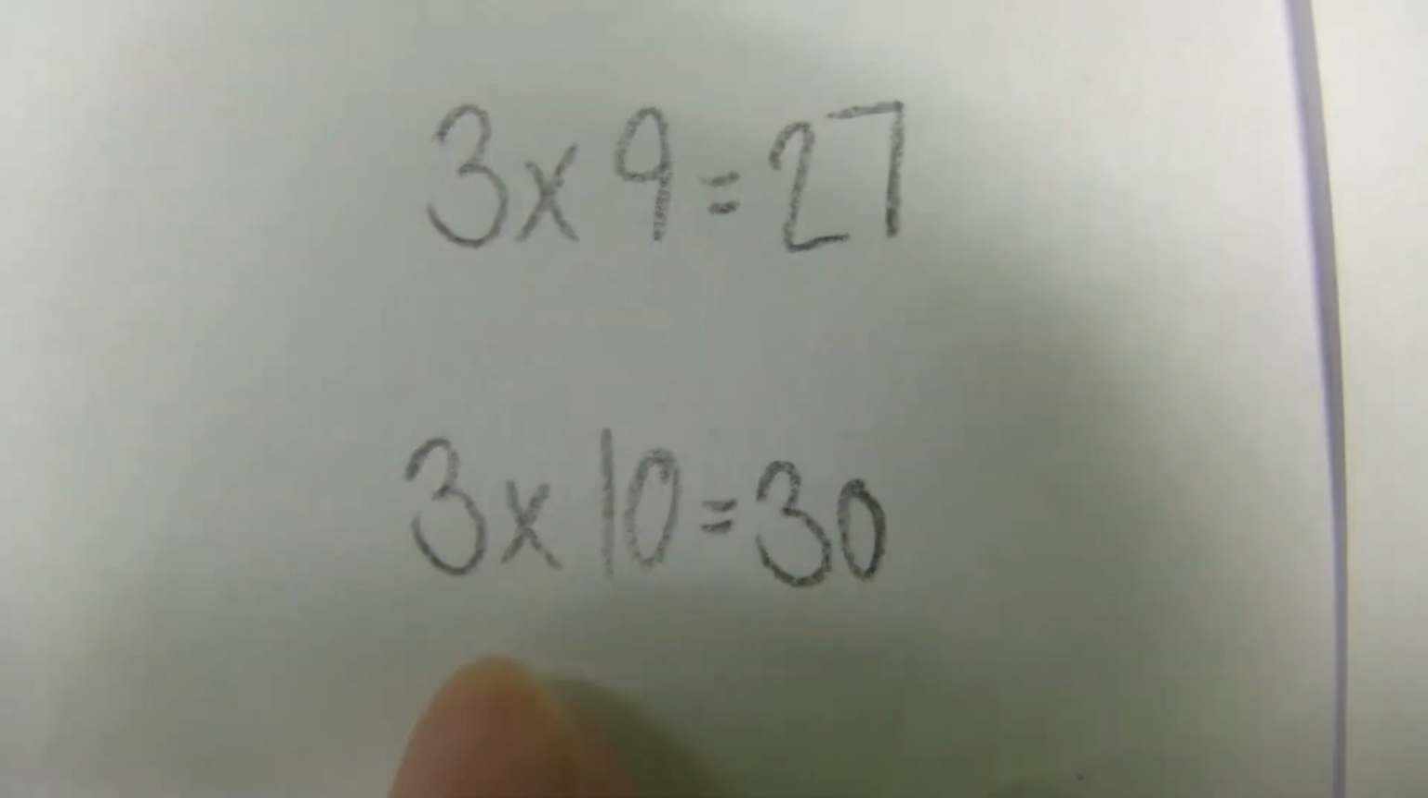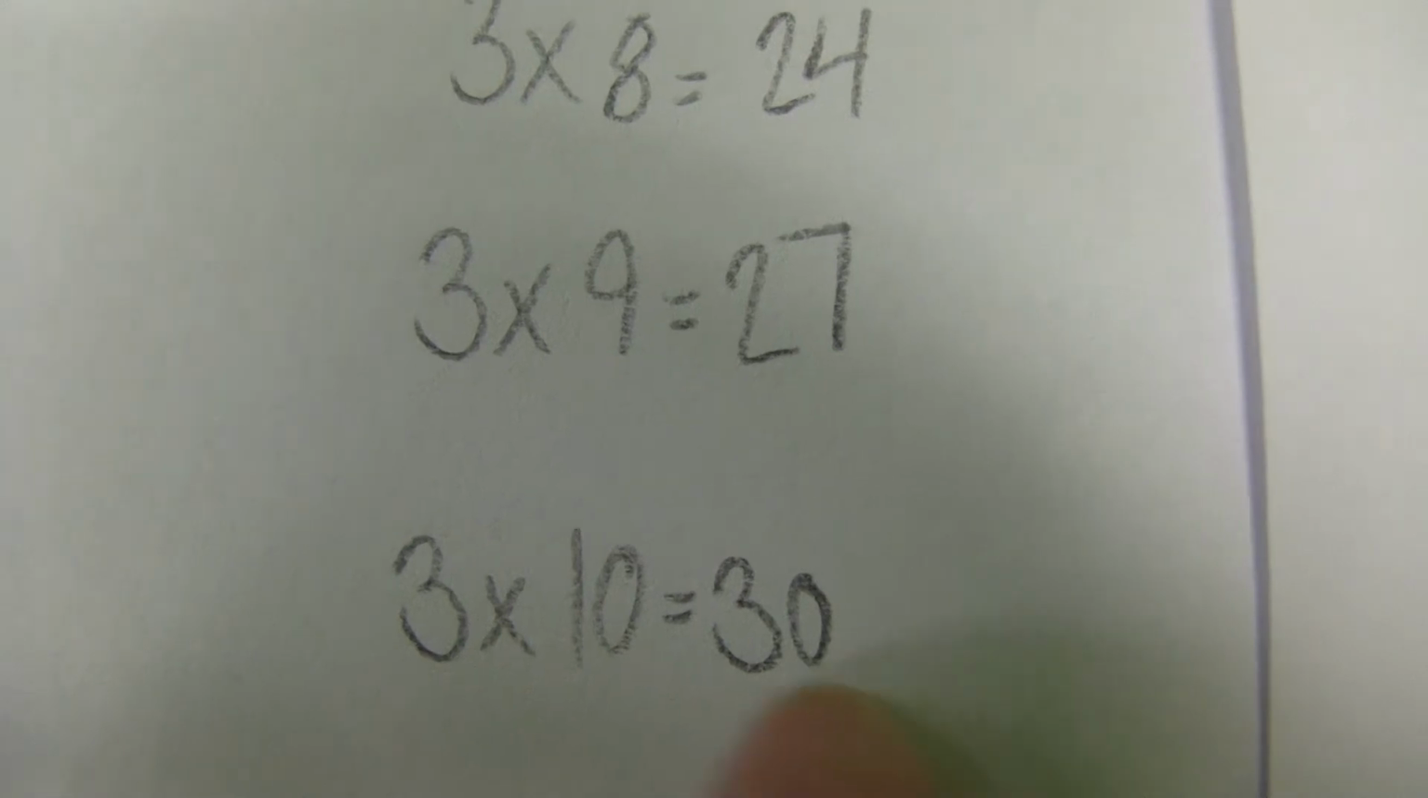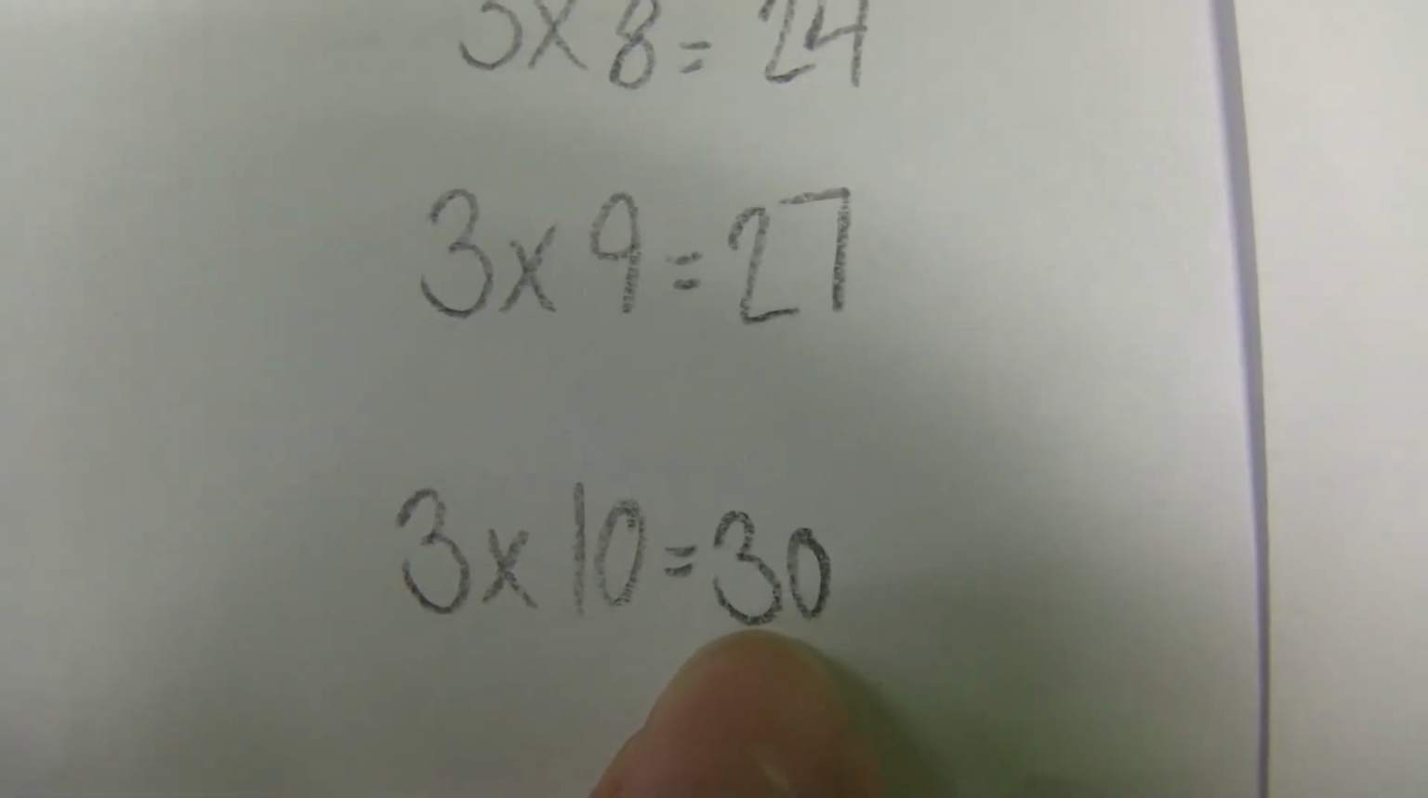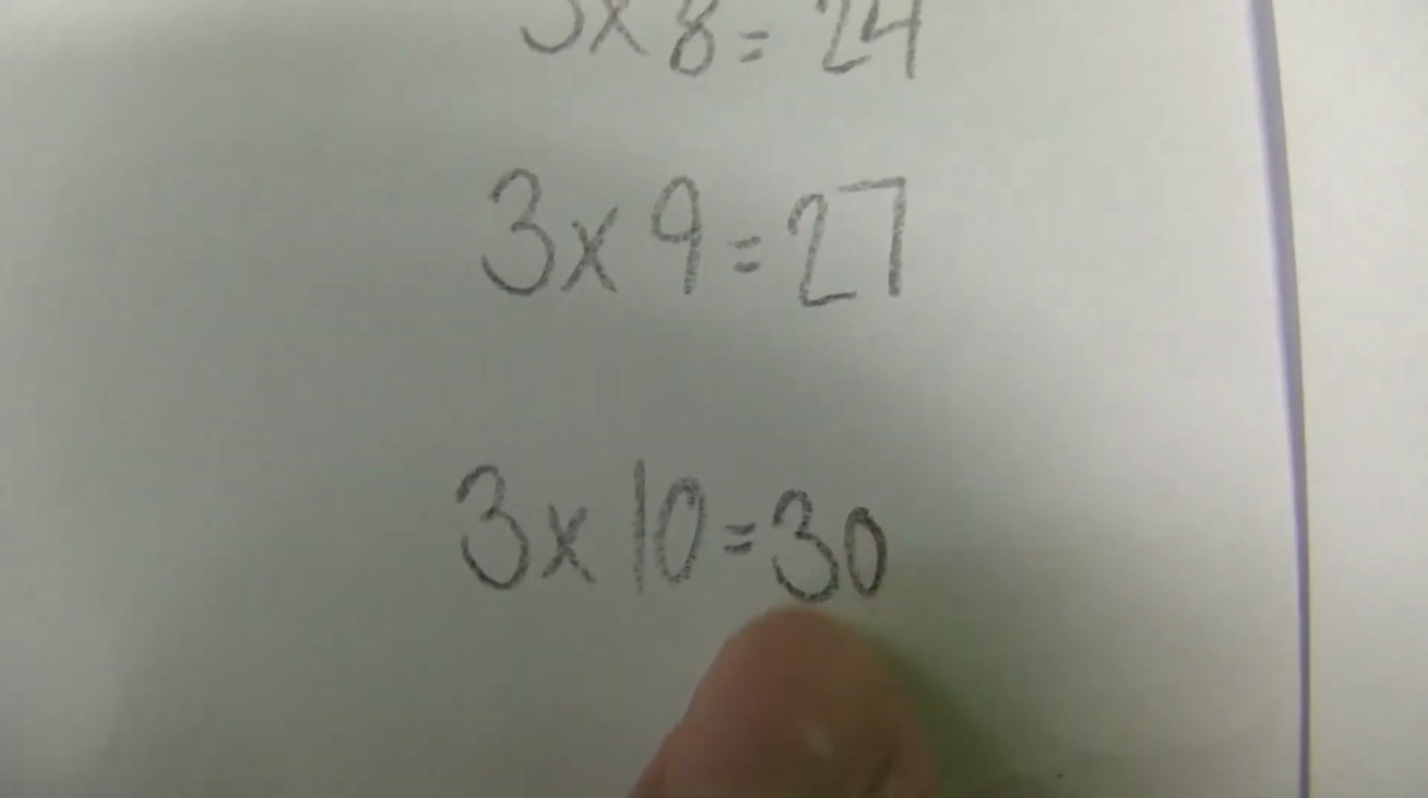One simple way to know your 3 times 10 is just put the 0 right here and do 3 times 1. Then you just put the 3 right here and you get, boom, 30. Hey, mind blown. And that is the end of today's video.